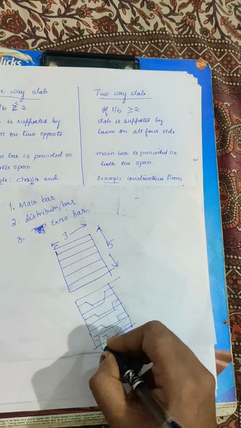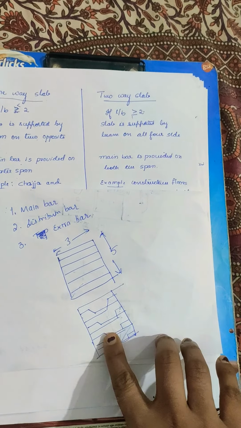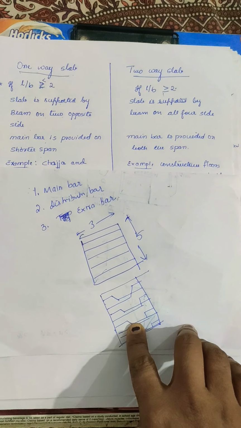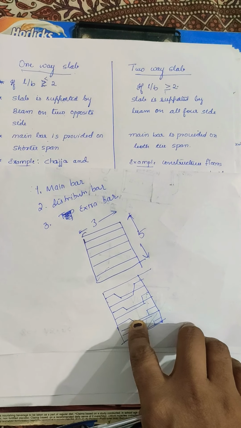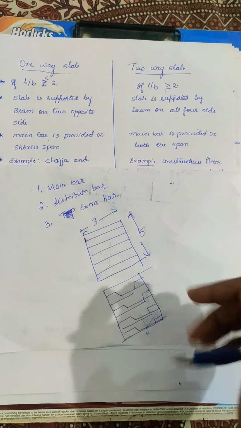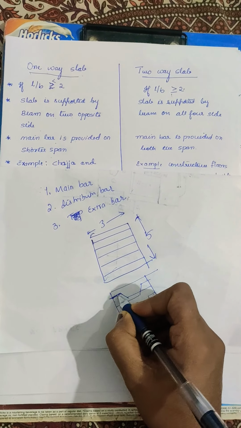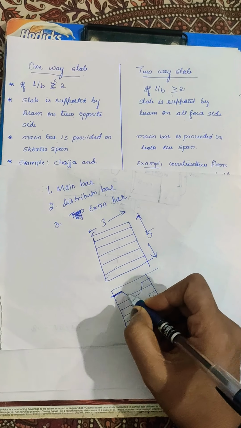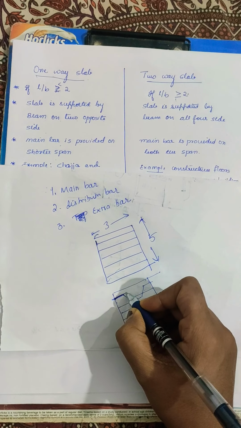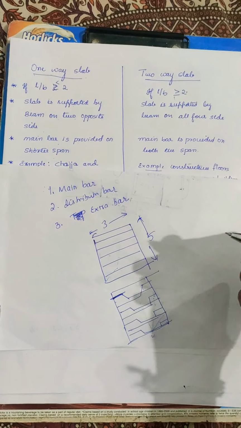This is how main bars will be provided on a one-way slab. Next is the distribution bar. In order to support these cranks on the top, one more mat will be provided.